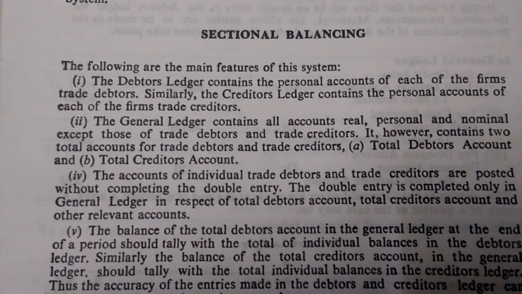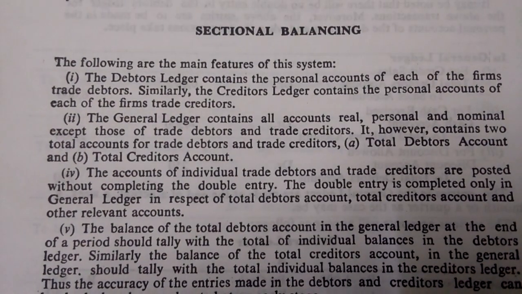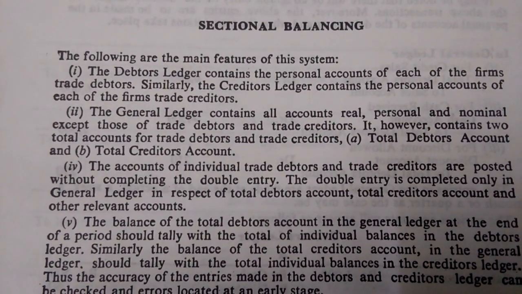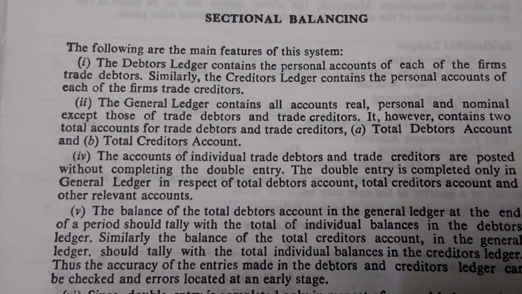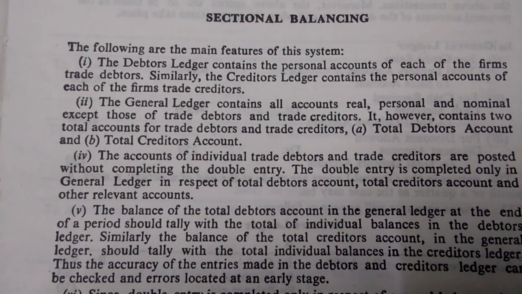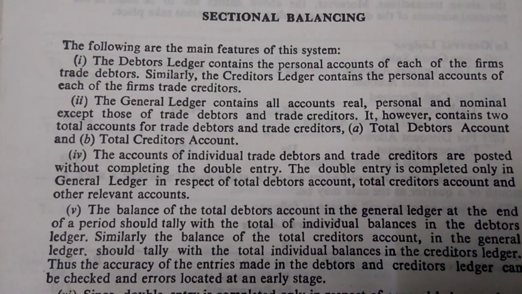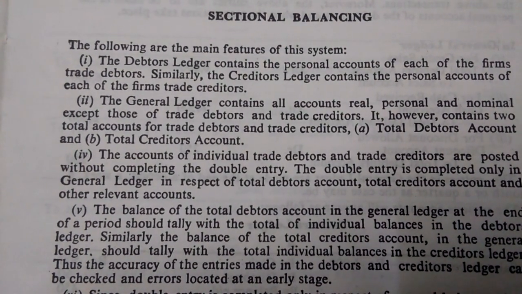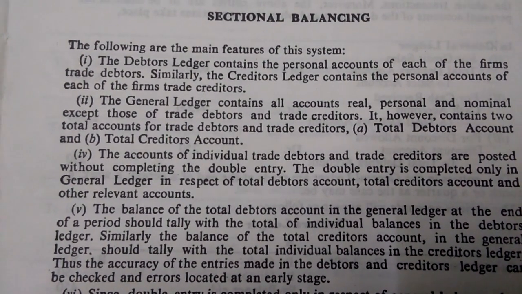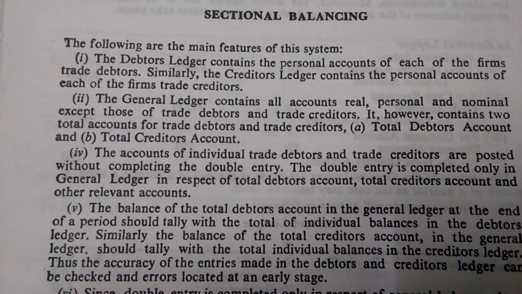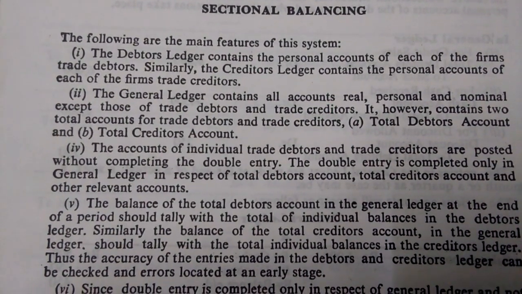So we are going to discuss sectional balancing. These are the main features of sectional balancing. First, the debtors ledger contains the personal accounts of each of the firm's trade debtors. Similarly, the creditors ledger contains the personal accounts of each of the firm's trade creditors.